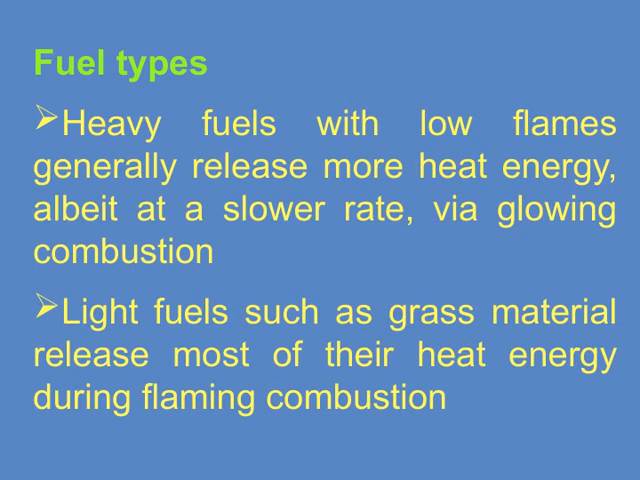Let's take a closer look at the different fuel types involved in combustion. Heavy fuels, which tend to have low flames, generally release more heat energy overall. However, this energy is released at a slower pace, mainly through glowing combustion. On the other hand, lighter fuels, such as grass material, tend to release most of their heat energy during flaming combustion. This distinction is important because it affects how quickly and intensely a fire can develop. Understanding these differences helps us better predict fire behavior and manage fire safety more effectively, which ties back to our overall goal of understanding fire dynamics and control.